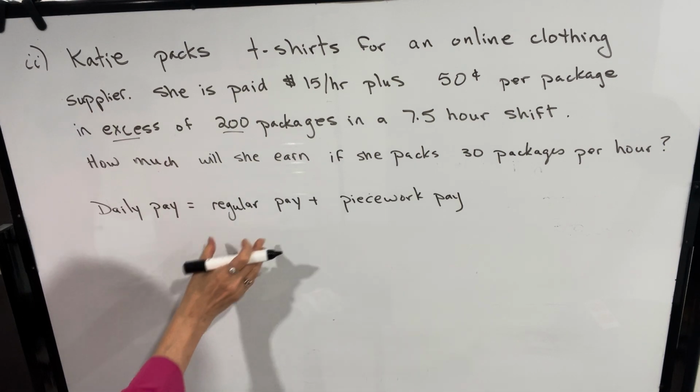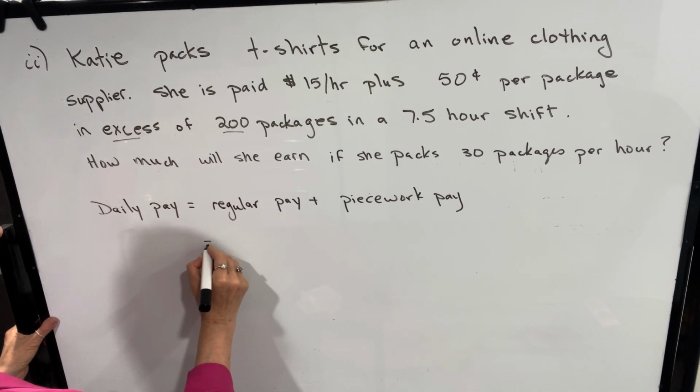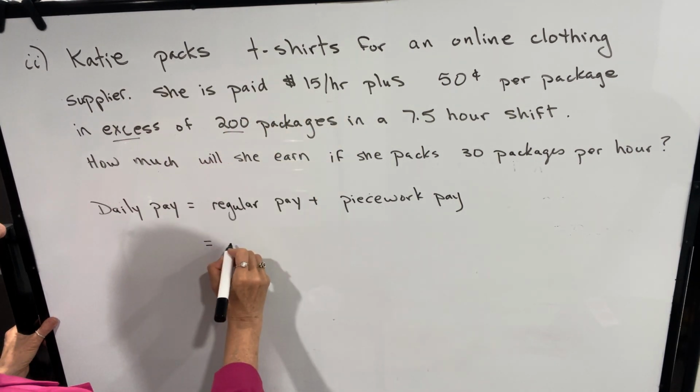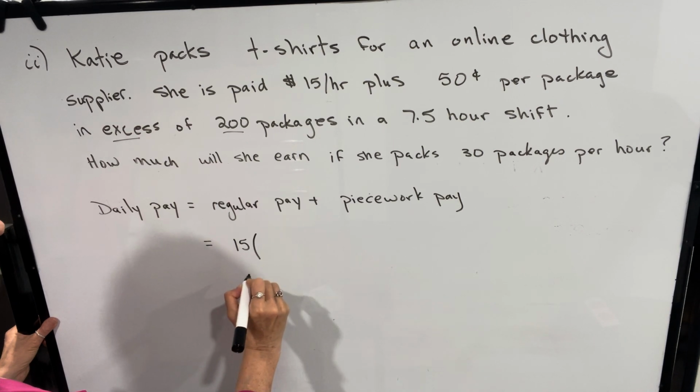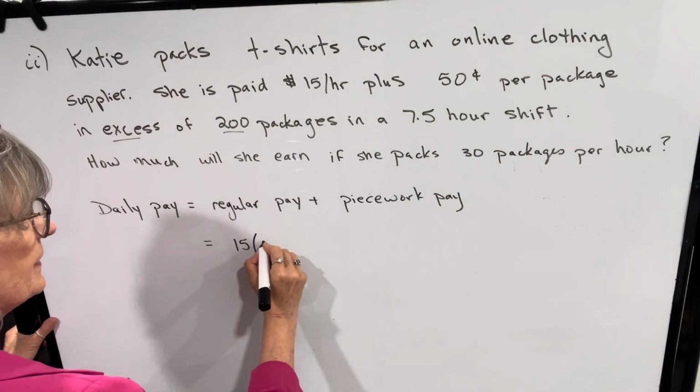So figuring our regular pay is fairly straightforward. We take the rate of $15 per hour and multiply by the number of hours in a day, 7.5.